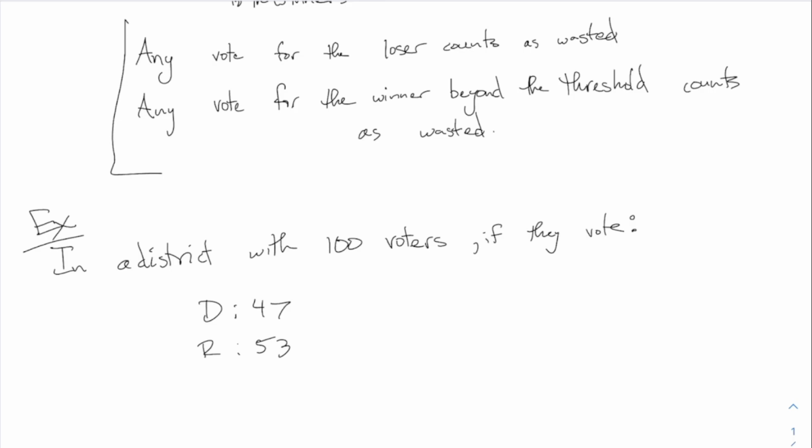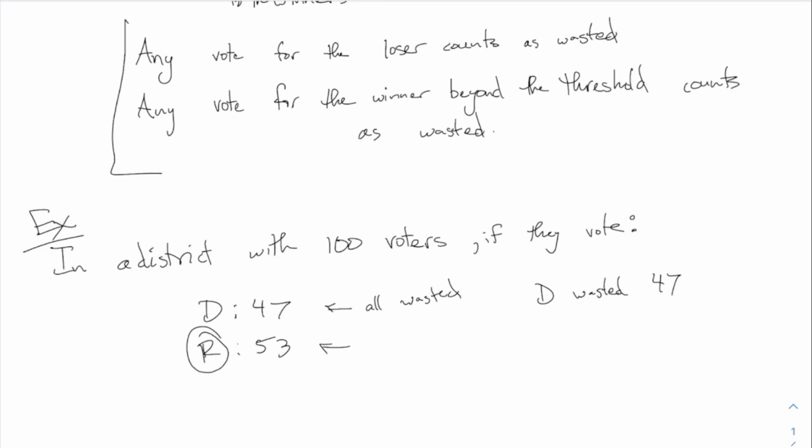And who is wasting votes in this case? Well, first of all, you have to decide who the winner is, and it's the R here. R is the winner. And if you look at the top, any vote for the loser counts as wasted. So I'm going to count up how many votes are wasted here by each party. These are all wasted because those are all voting for the loser. So here the D's wasted all 47 votes. And how many did the R's waste? In this case, 53 votes for the R's.